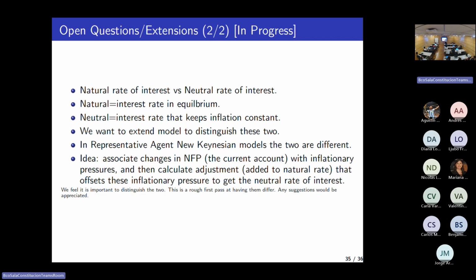So it's going to be a slightly back of the envelope way to get it in. The distinction arises very naturally in a sticky price model, but we don't have sticky prices, so it won't arise naturally here. So what are we thinking about doing? We're going to put in changes in the net foreign position, which is to say the capital account, that is proportional to some kind of inflationary pressure. And then we're going to think about how much you'd have to change the interest rate to cancel out that inflationary pressure. And that will give us a measure.